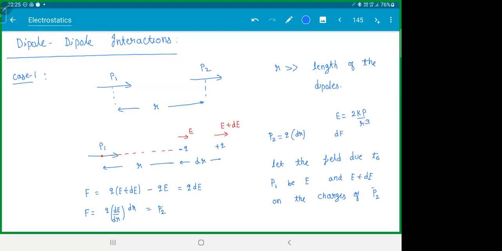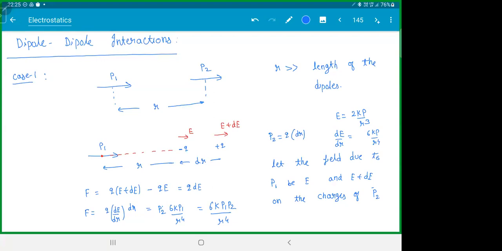So what is dE by dr? 6kP by r power 4. I just need to differentiate that. Substitute here. This is the result: 6kP1P2 by r power 4. You need to mug up the result. It is 1 by r power 4.